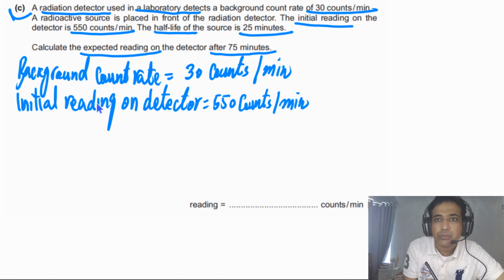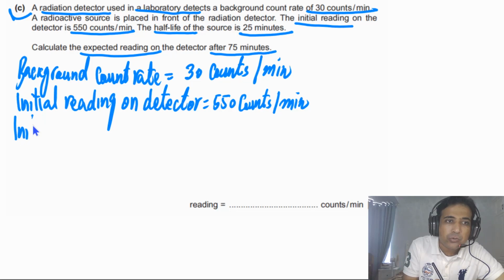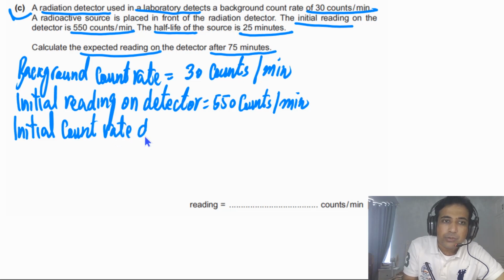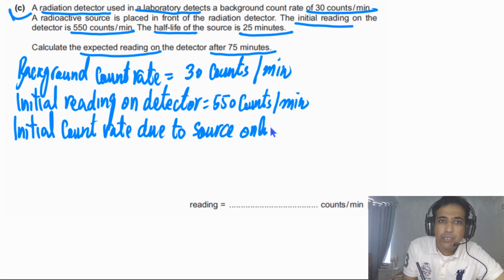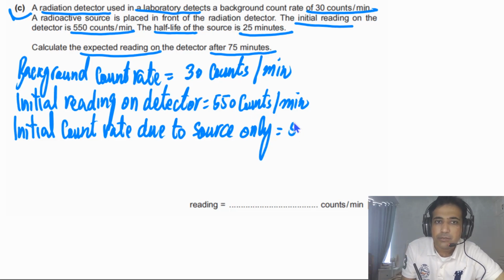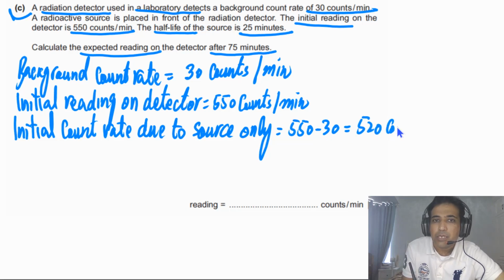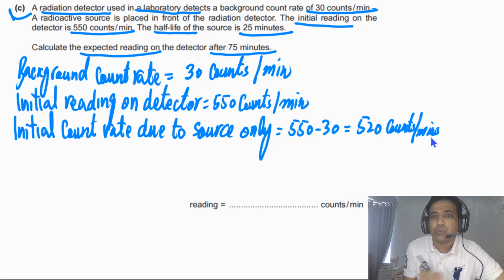From these two pieces of information we can find the initial count rate due to source only. We have total count rate 550. If we subtract the background, 30, we get 520 counts per minute. So this is due to the source.